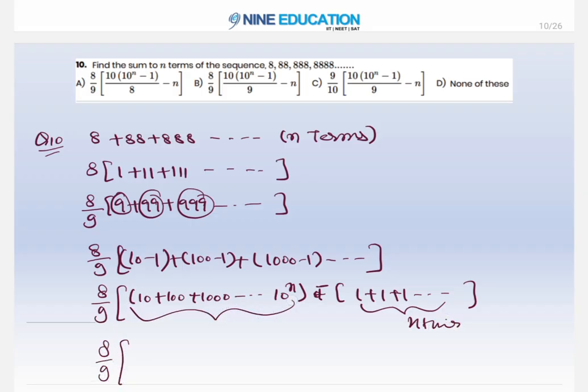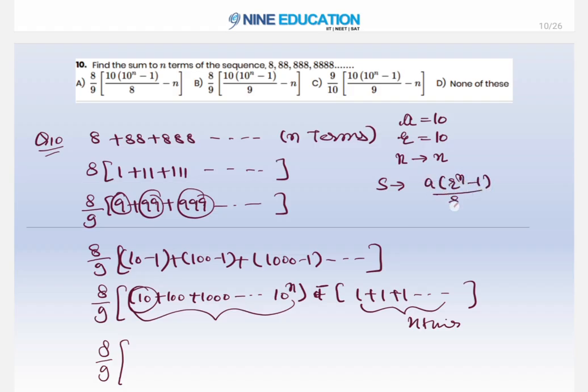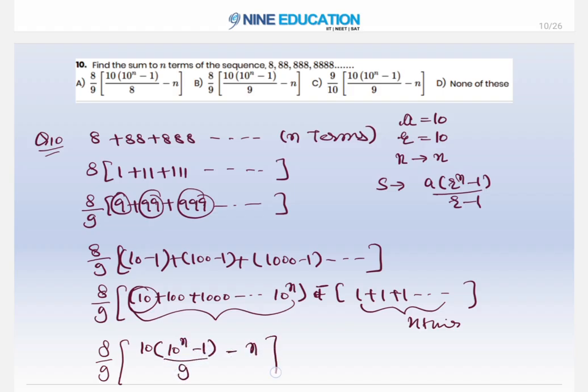This is a geometric progression with starting number a equal to 10, common ratio also 10, and number of terms n. The sum of such a geometric progression is a into r to the n minus 1 by r minus 1. So this will be 10 into (10 to the n minus 1) by (10 minus 1), that is 9, minus n, right? So basically this will be your answer. Option B is correct.